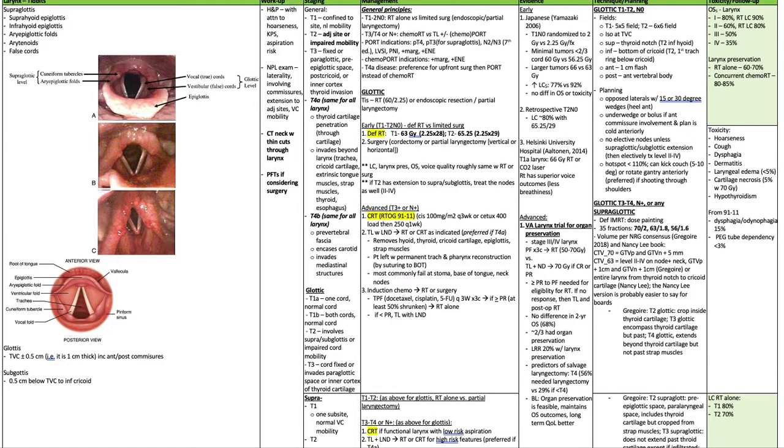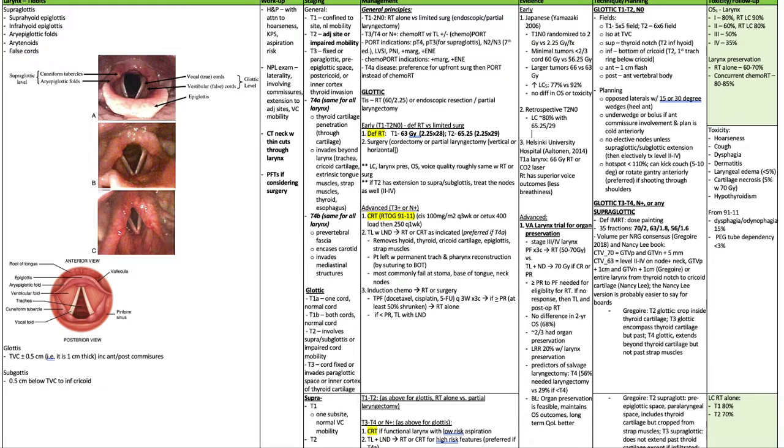Toxicity and follow-up, overall survival at 5 years for larynx is 80%. Radiation local control is 90% for stage 2. 5-year overall survival is 60%. Radiation local control is 80%. For stage 3, it's 50%. For stage 4, it's 35%. Again, this is 5-year overall survival. Larynx preservation with radiation alone is 60 to 70%. With concurrent chemoradiation, it's 80 to 85%.